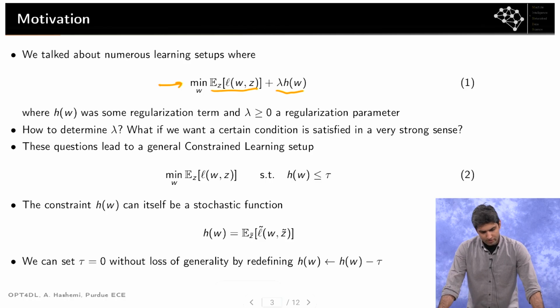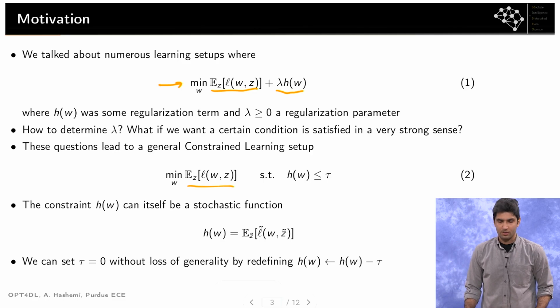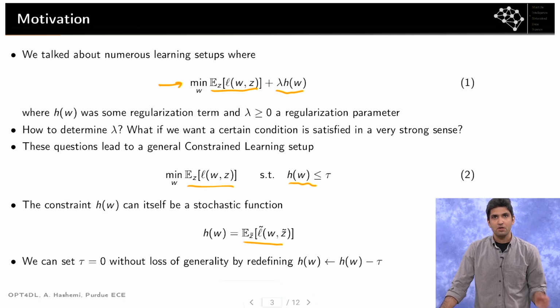Okay, so these kinds of questions lead to a general constrained learning setup, where we want to minimize the training loss such that h of w is less than some threshold. Now, many times in the context of machine learning and deep learning, the constraint function h of w itself can be a stochastic function. And by stochastic function, I mean that, for instance, you can write it down as some form of expectation, where the expectation here is with respect to a different source of randomness with a potentially different loss function or per sample loss function L tilde. Okay, and I have an example of that in the next slide.